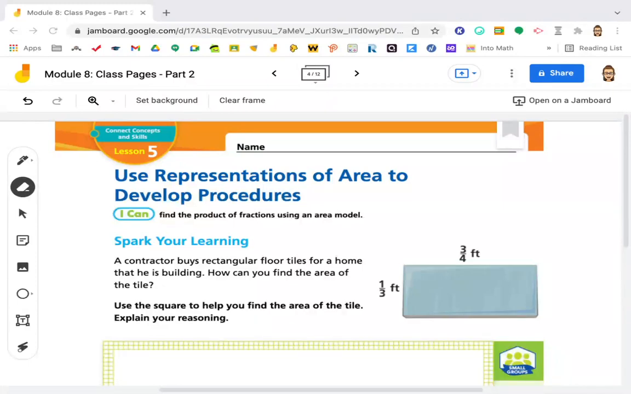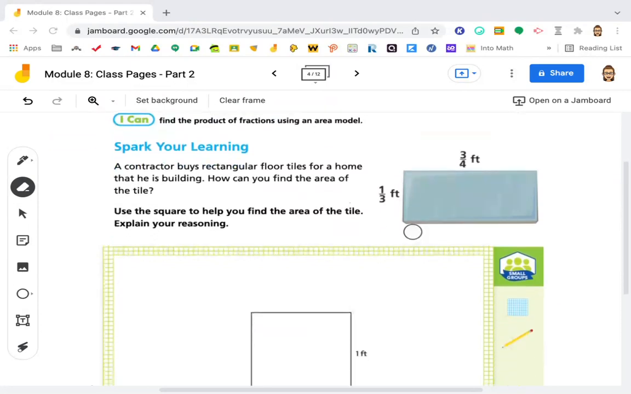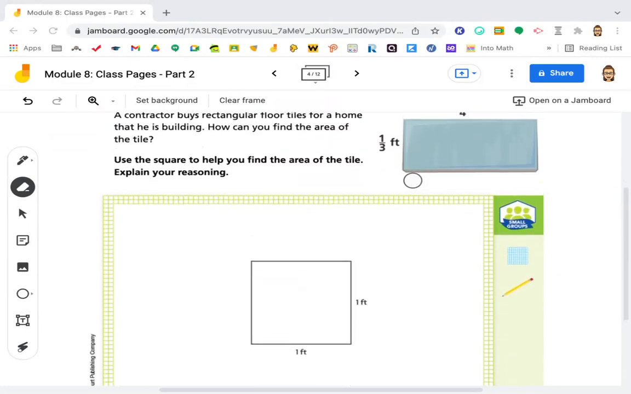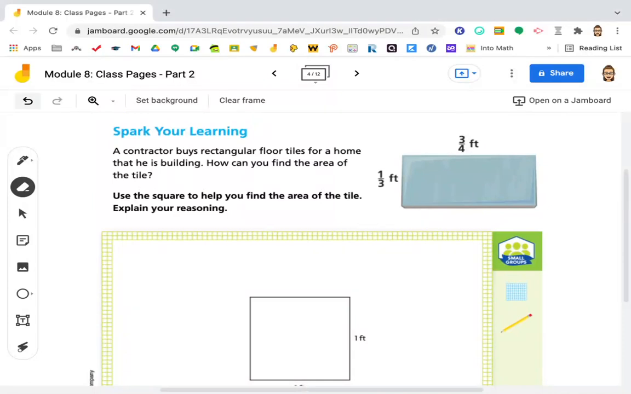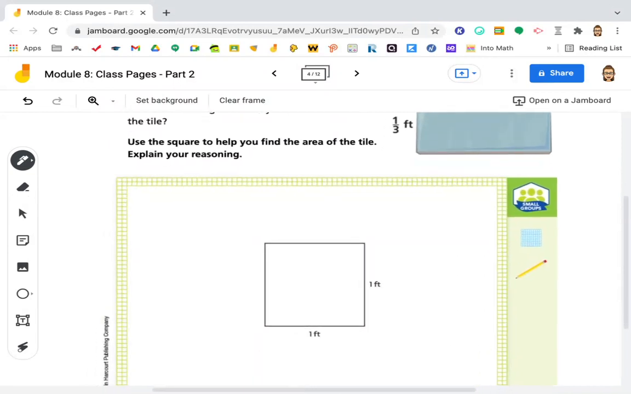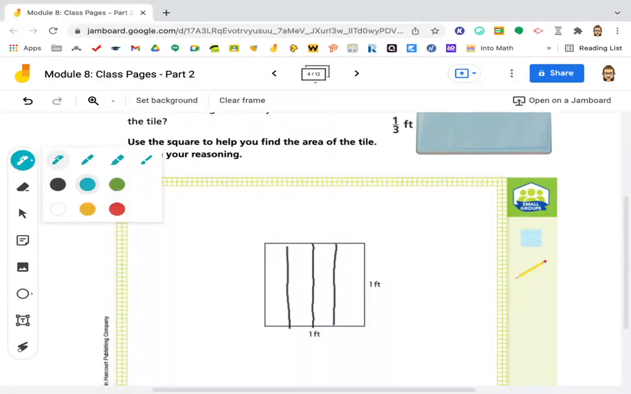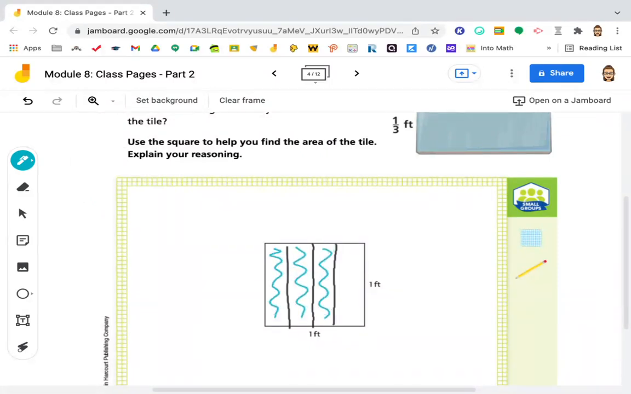The contractor buys rectangular floor tiles for a home that he is building. How can you find the area of the tile? Use the square to help you find the area of the tile and explain your reasoning. So we have 3/4 here. That means we need to split this square into fourths, and then I'm going to shade 3 of them to represent 3/4 foot.